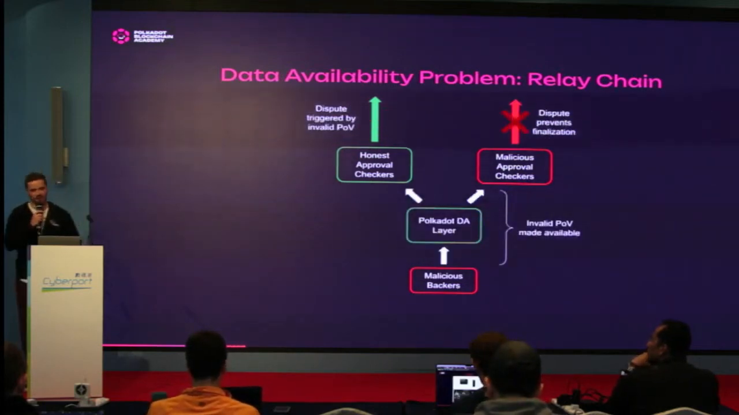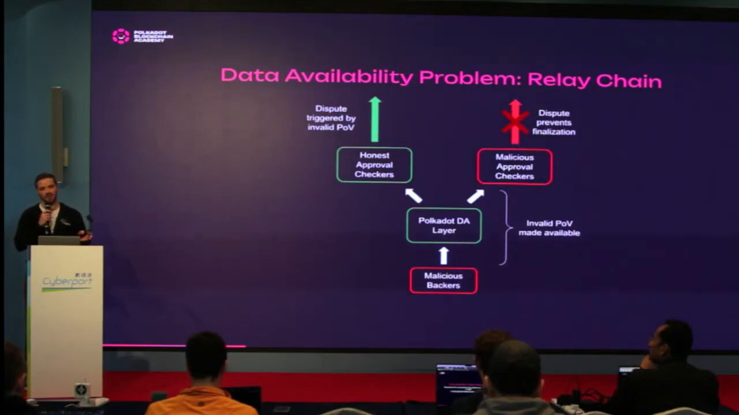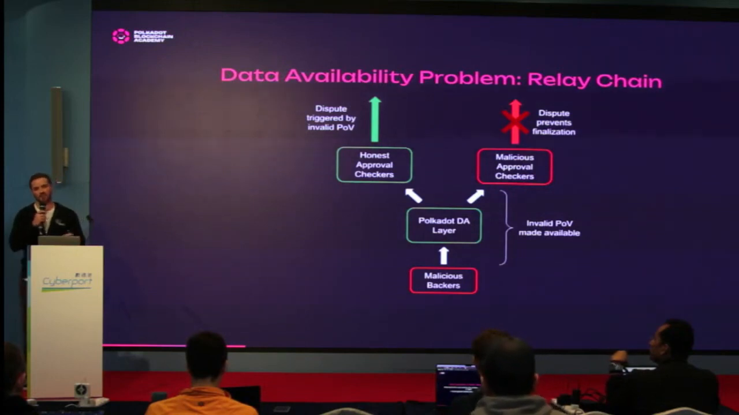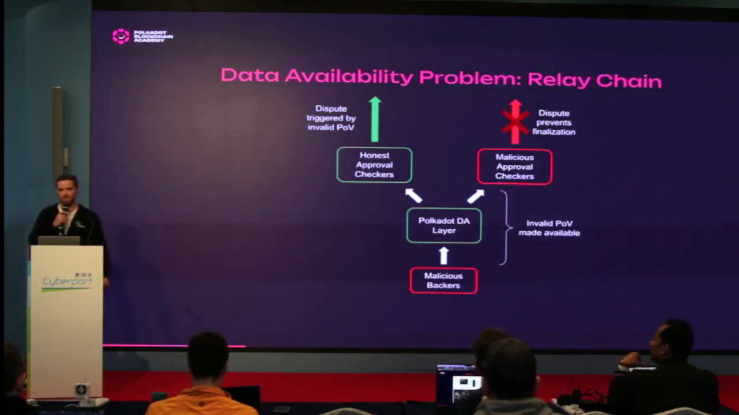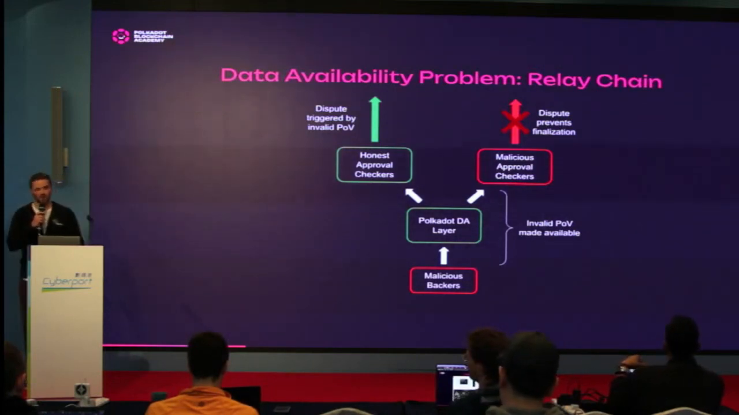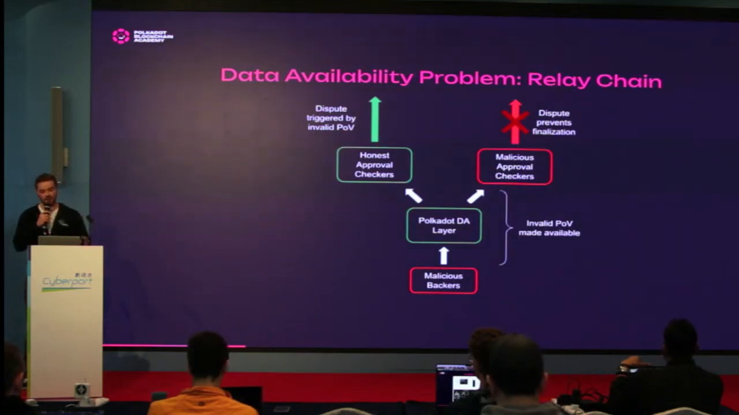So we introduce a data availability layer. Suddenly our malicious backers have to submit this proof of validity to the data availability layer of Polkadot, and the data availability layer has some stronger guarantees on its integrity. Essentially, we restore that more than 1/3 dishonest failure condition. And so our data availability layer is very likely to be honest.